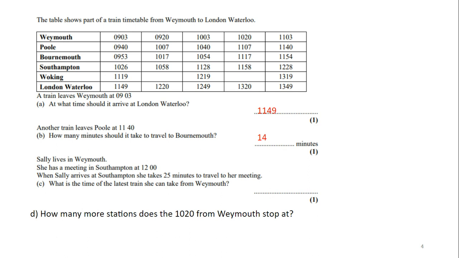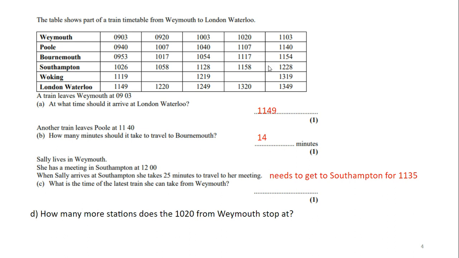Then question C, Sally lives in Weymouth. She has a meeting in Southampton at 12 o'clock. So she needs to get to this station here. When Sally arrives at Southampton, she takes 25 minutes to travel to her meeting. So if her meeting is 25 minutes to travel to, she's going to have to get to Southampton for 11:35, because that's 25 minutes before 12 o'clock. So she needs to be at this station by 11:35.